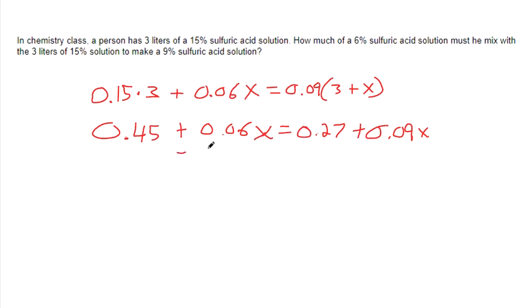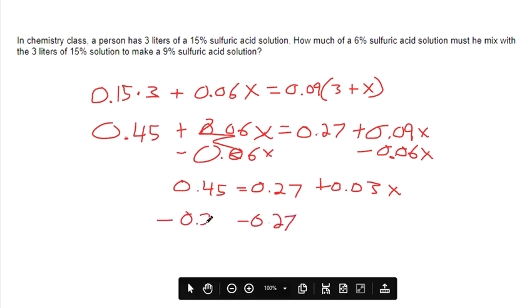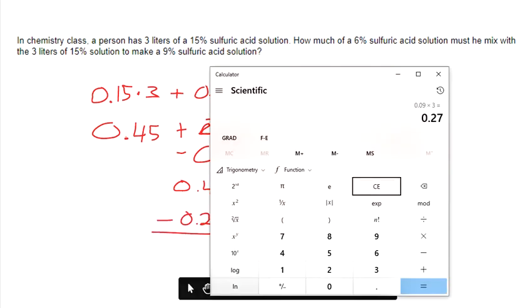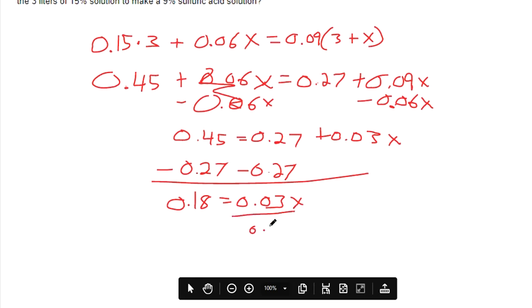Now you want to get x on just one side, so I'm going to subtract 0.06x from both sides. That'll make it disappear on the left. And then we're still trying to get x by itself, so let's subtract this 0.27 from both sides. So we got 0.45 minus 0.27, that makes 0.18. And then to finish getting x by itself, we have to divide both sides by 0.03.